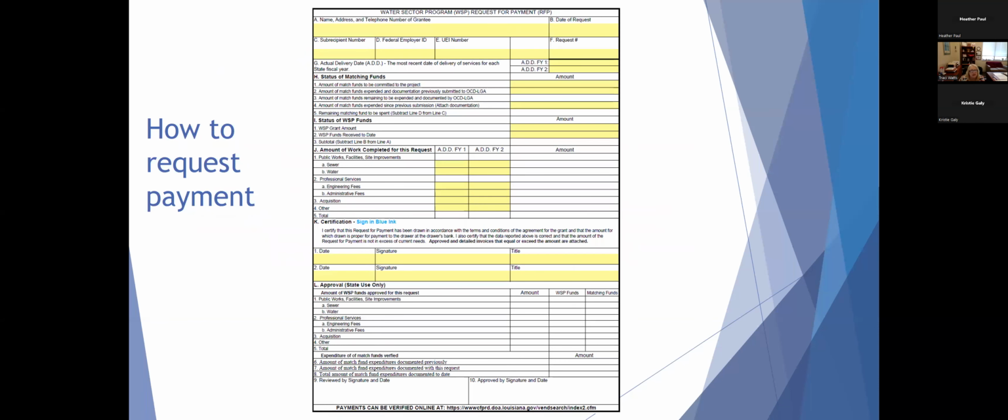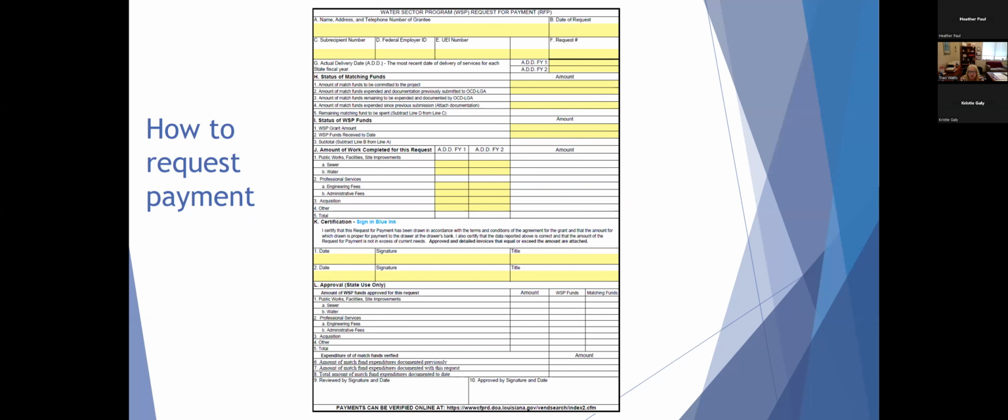So this is the request for payment form. You put your name, address, and telephone number of your system at the top. You're going to be entering the date of the request for payment. C, you enter the subrecipient number, your federal employer ID number, and your UEI number, which is that unique entity identifier number that you're going to have actively registered in SAM.gov.